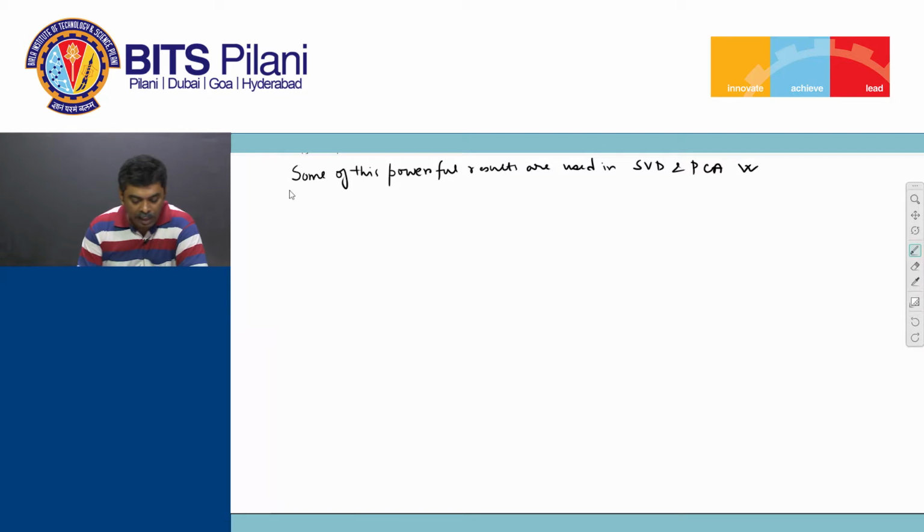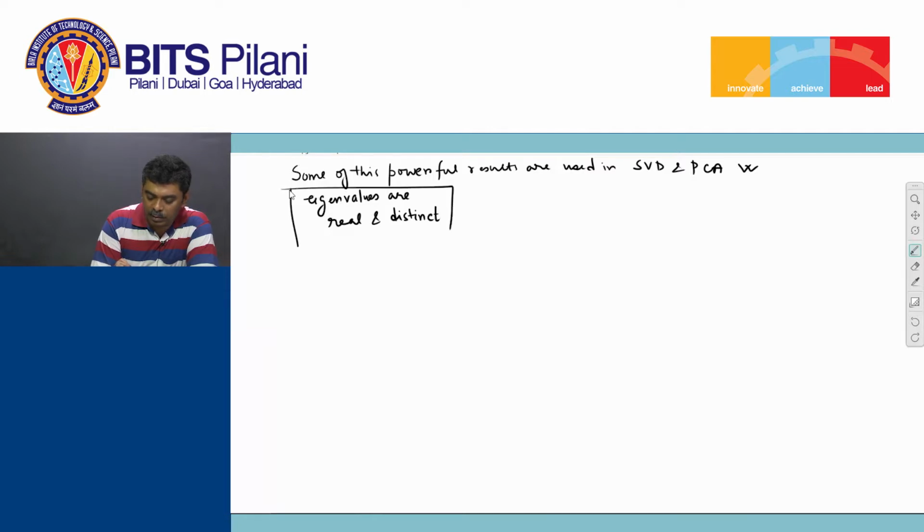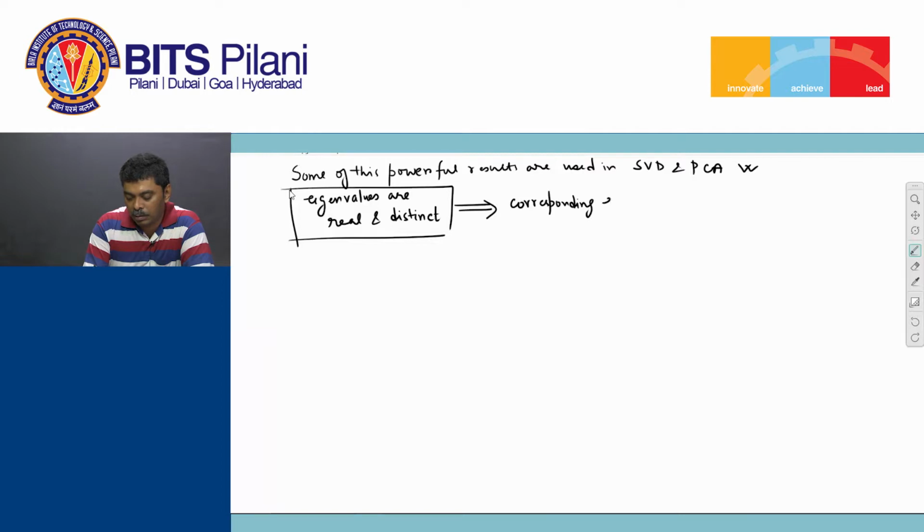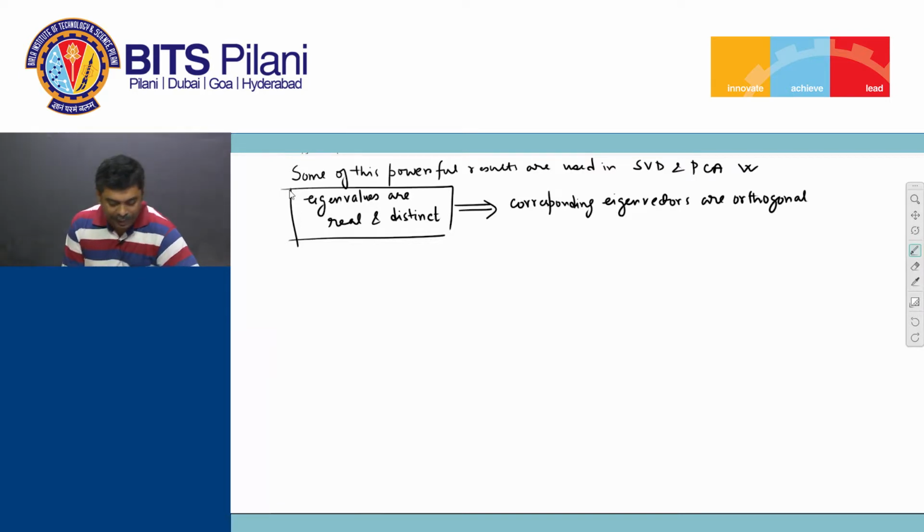So one of the things I said repeatedly is that if the eigenvalues are real and distinct, then the corresponding eigenvectors are orthogonal. Okay, so let's just take a simple example.